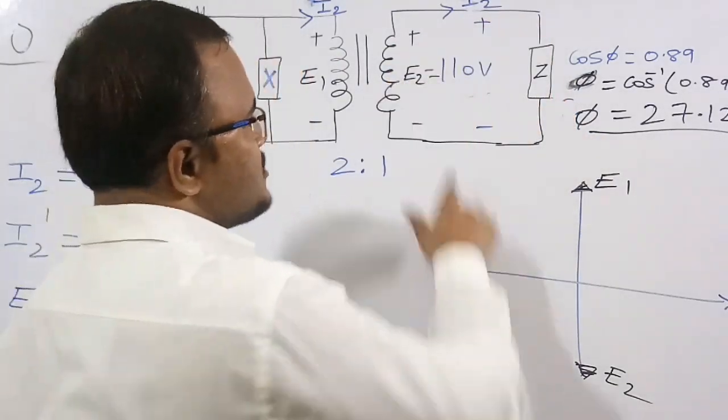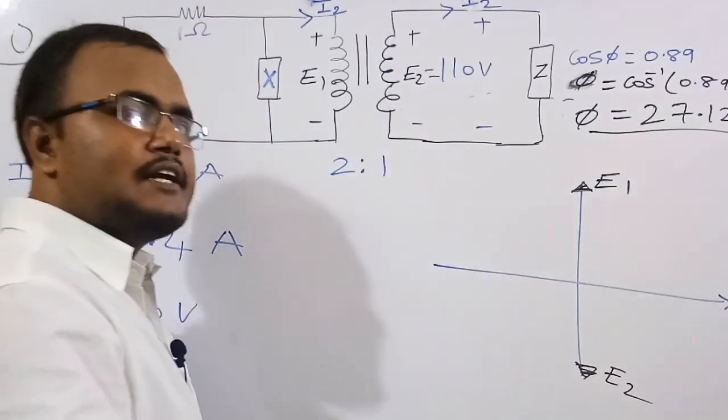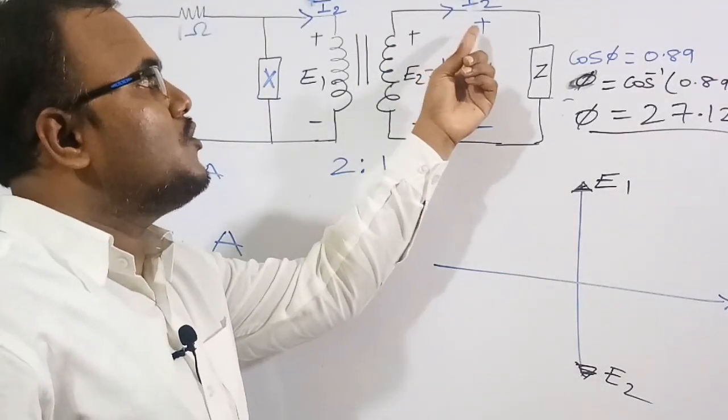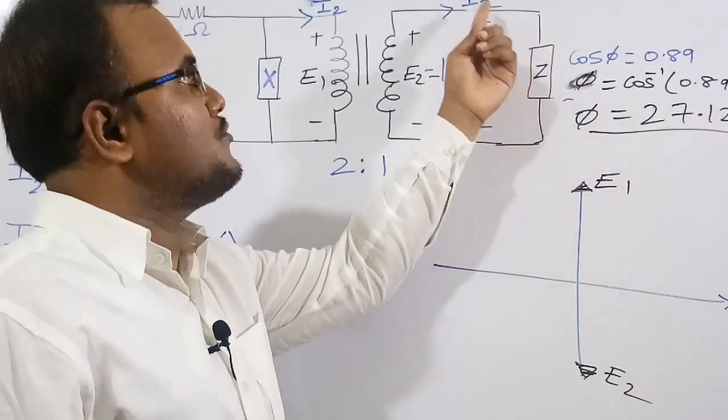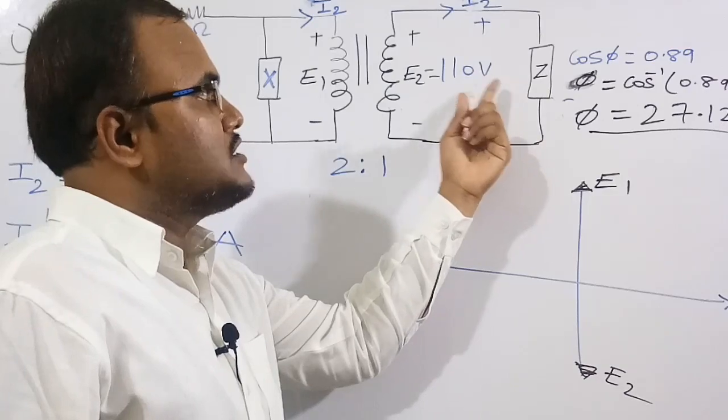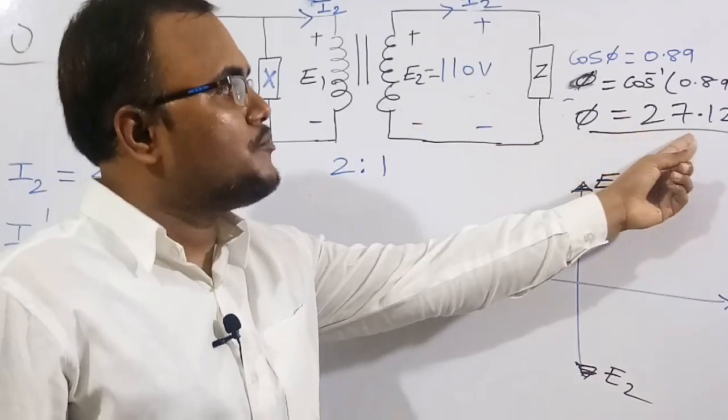So the voltage across the load is E2, and E2 is equal to 110 volts. The load is a lagging load, so the current I2 is going to lag the voltage across the load by 27.2 degrees.